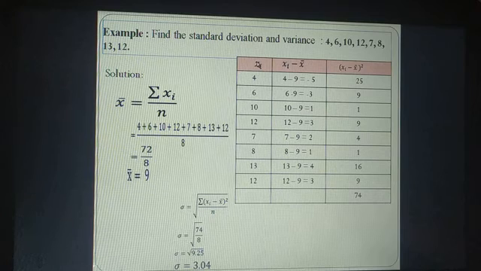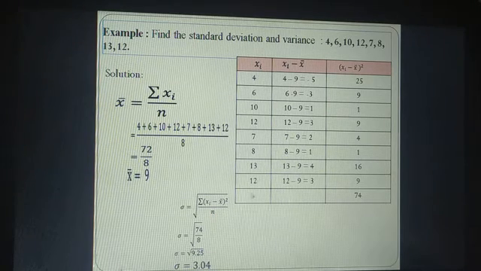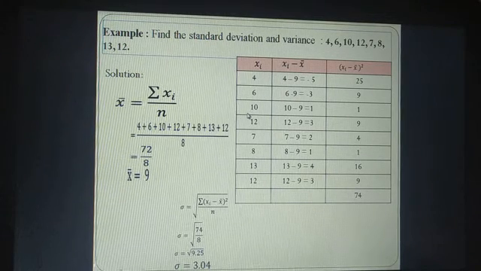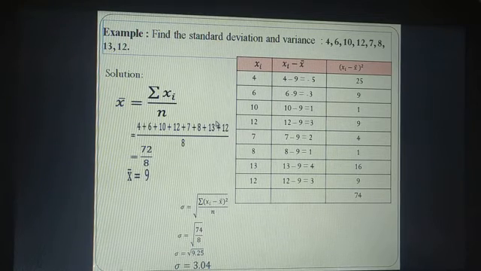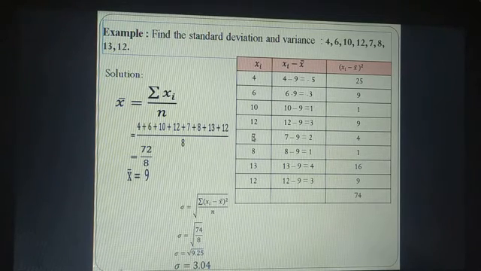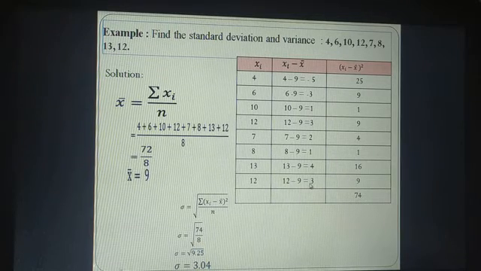Now we draw the table. In the first column we write the observations xi: 4, 6, 10, 12, 7, 8, 13 and 12. Now find xi minus x bar. 4 minus 9 is minus 5, 6 minus 9 is minus 3, 10 minus 9 is 1, 12 minus 9 is 3, 7 minus 9 is minus 2, 8 minus 9 is minus 1, 13 minus 9 is 4, 12 minus 9 is 3.